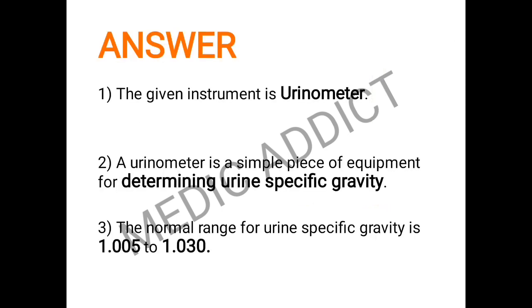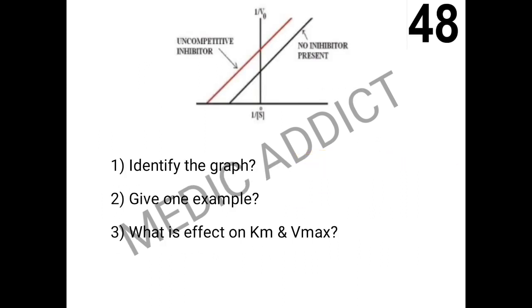Let's look into the next question, that is the second. What is the use of it? So a urinometer is a simple piece of equipment that is mainly used for determining the specific gravity of the urine, and the normal range of the specific gravity of urine is 1.005 to 1.03. Let's look into the next spot.